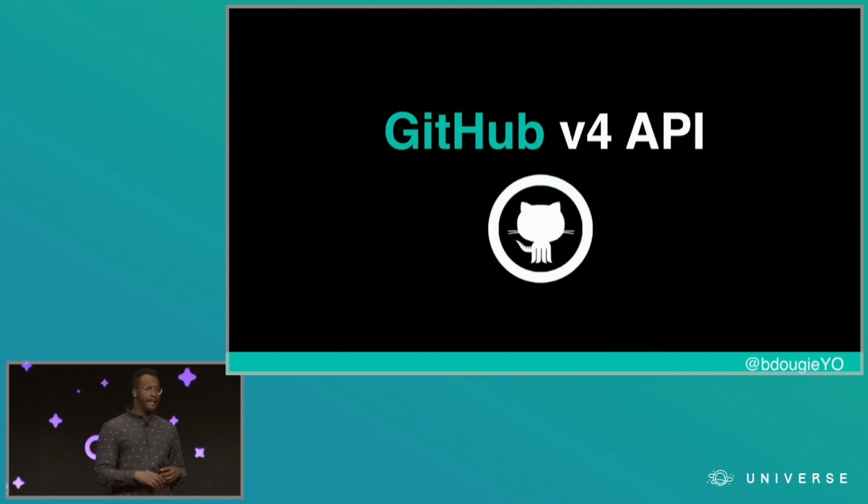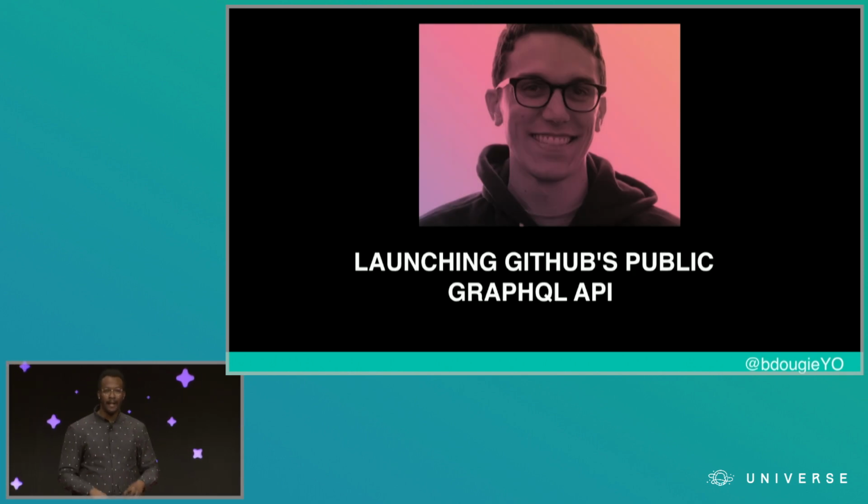So again, talking about the GitHub v4 API. And there was also a talk yesterday in this very room. Brooks, I'm pretty sure he's happy to have his face on the screen. He went through more details of how they got to this point, to the v4. I'm going to talk about how to use it.